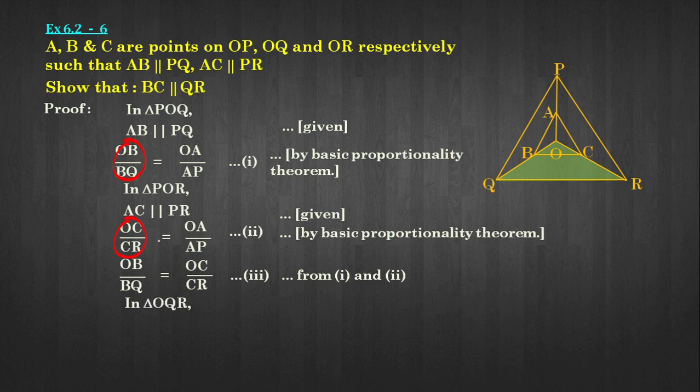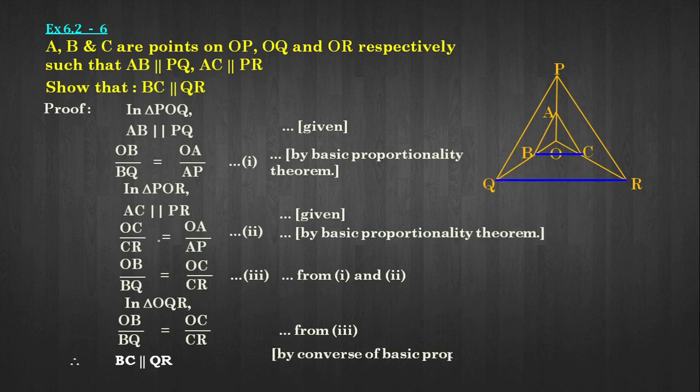In triangle OQR, OB by BQ is equal to OC by CR from the third equation. Then we can say that BC is parallel to QR by the converse of the basic proportionality theorem. Hence the proof.